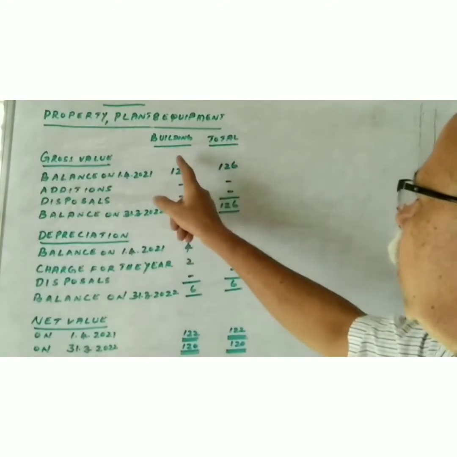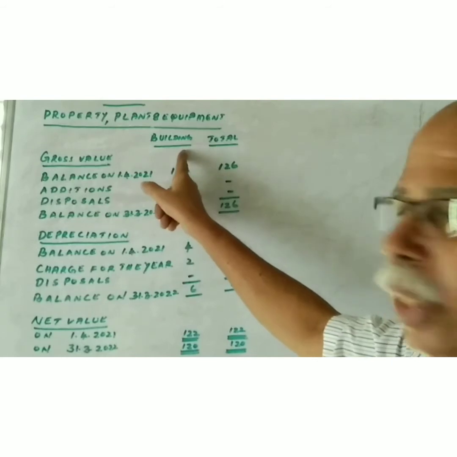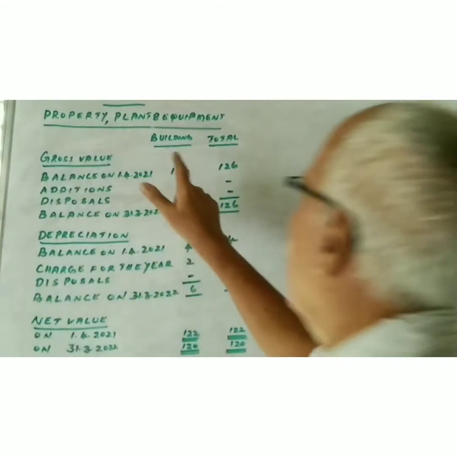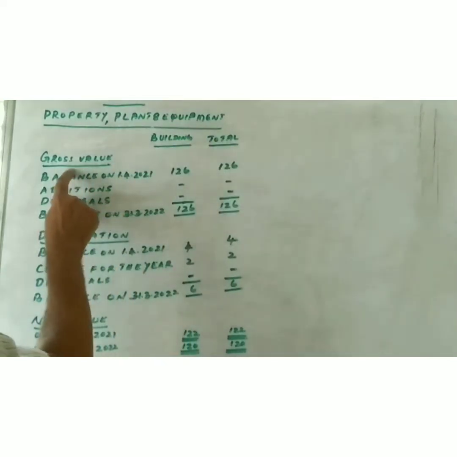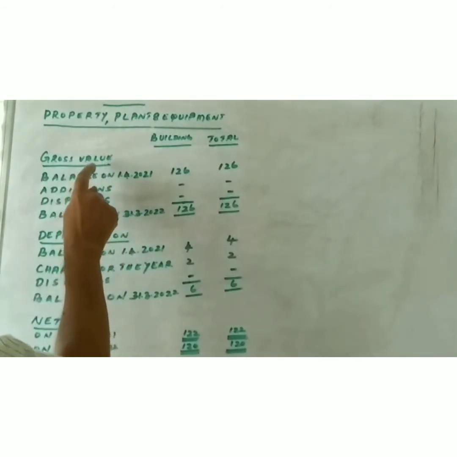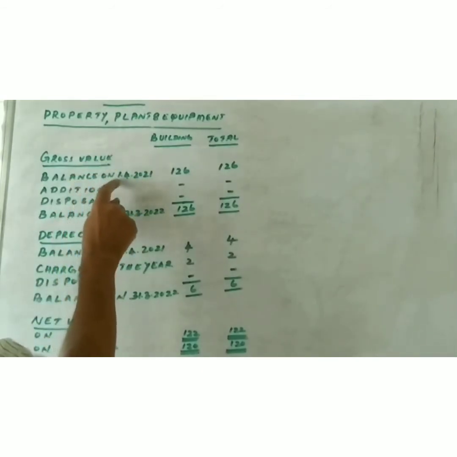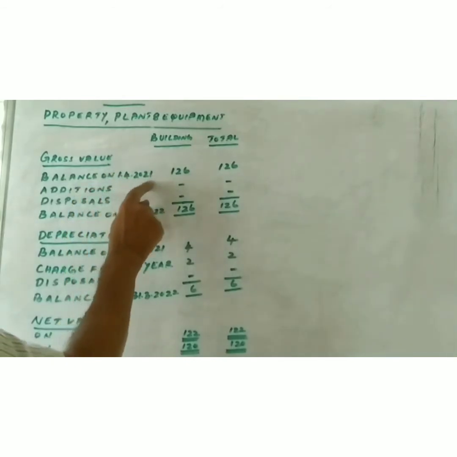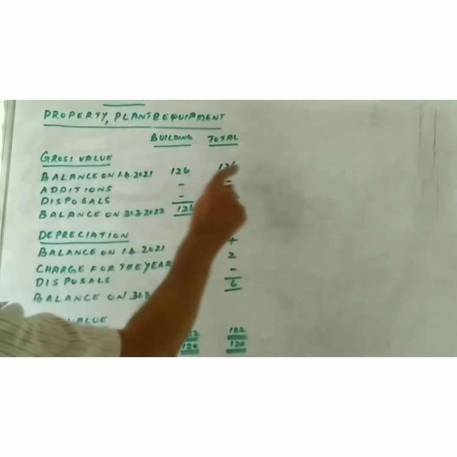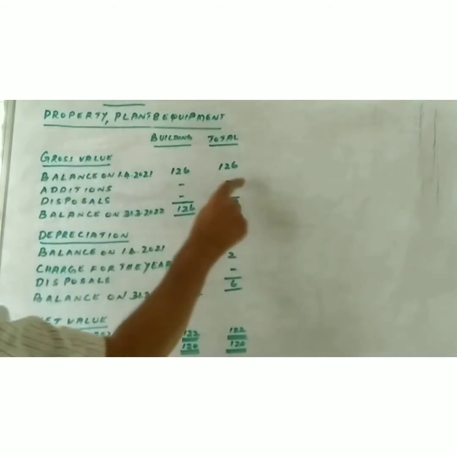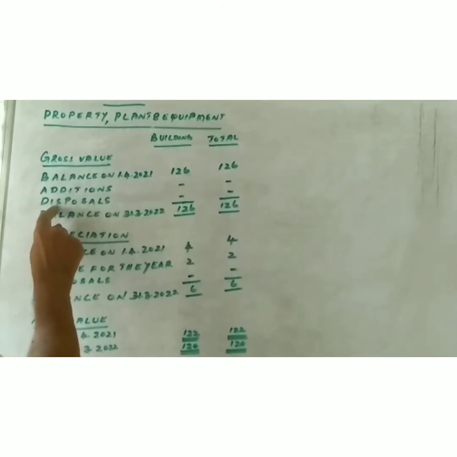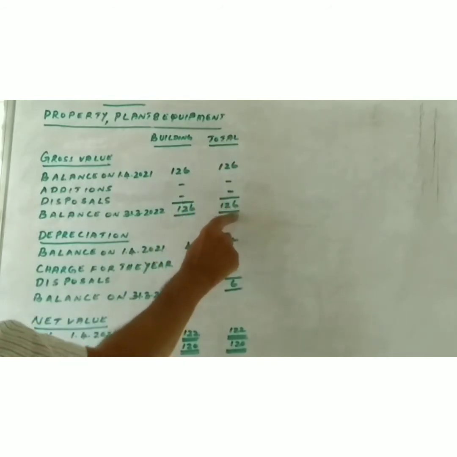For the sake of brevity, we will just take one asset, that is building. So asset will come first, building and total. Gross value will be shown first. Under gross value, balance on the first day of the year will be shown. Balance on 1/4/2021, 126. Total will be 126. There were no additions during the year, so nil. Similarly, there were no disposals in the year, so nil. The total will be 126.